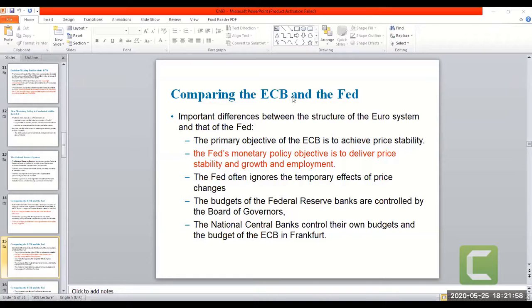Other monetary issues and physical policy issues are managed by independent national central banks. But with regard to Fed's monetary policy is to deliver both price stability and growth and employment.